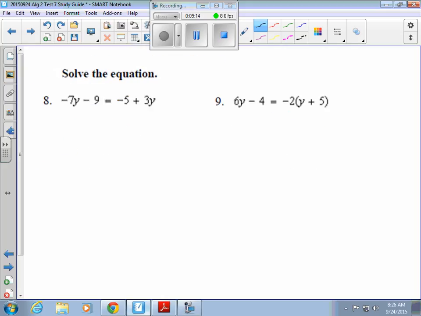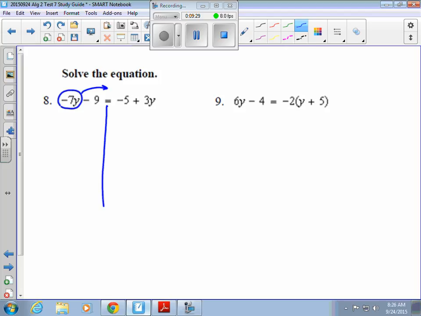Now we're solving these equations. You have variables on both sides of number 8. You want to collect your variables by bringing the smaller one over to the larger one. Negative 7 is smaller than 3, so we want to bring this term over to the other side.